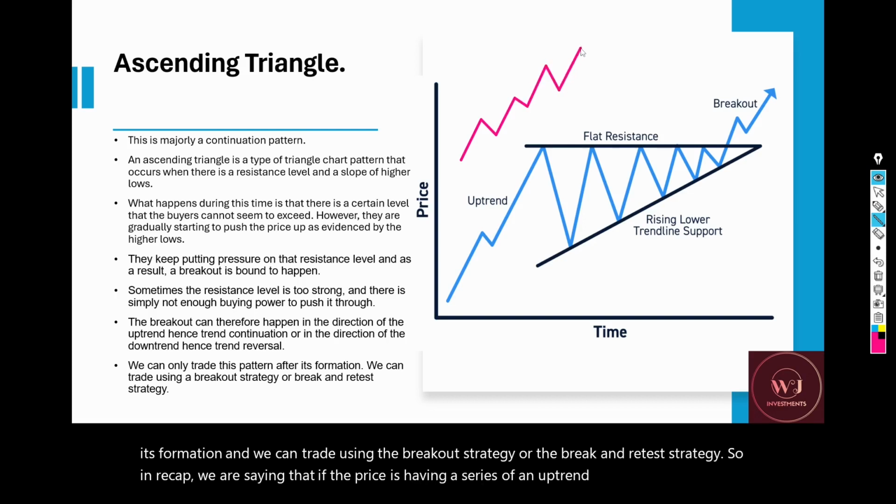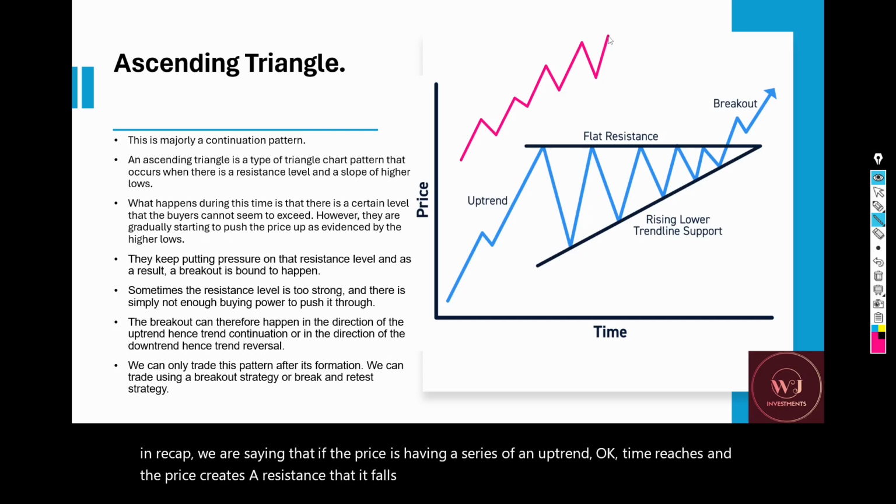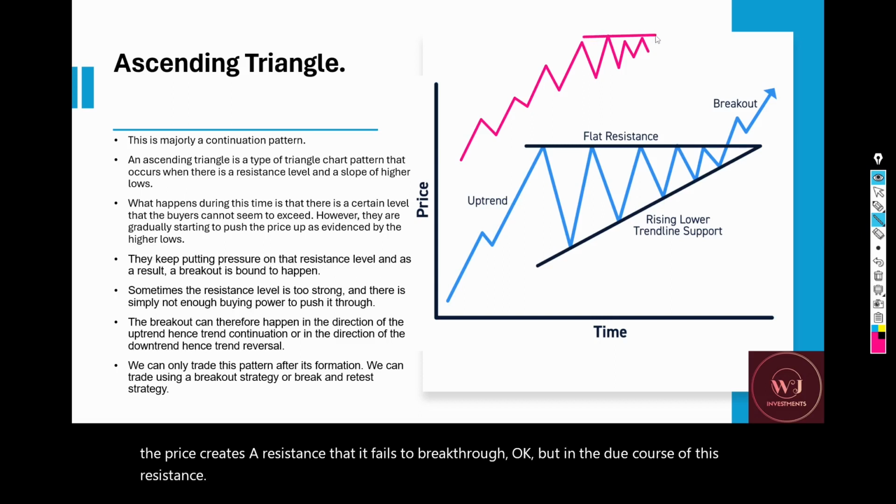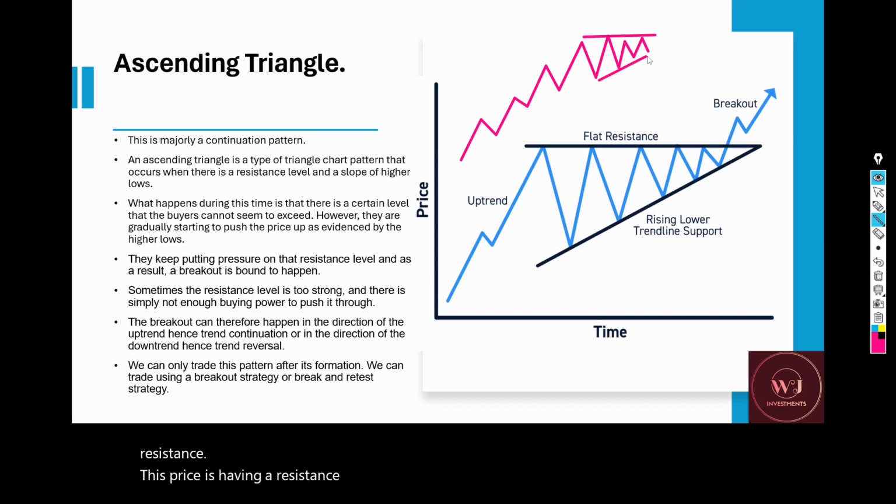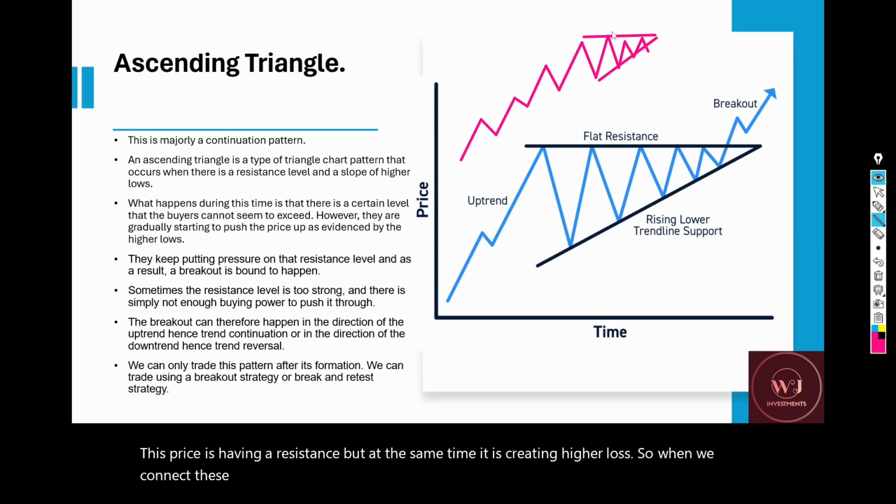the price reaches a point and creates a resistance that it fails to break through. But in the due course of this resistance, the price is having a resistance, but at the same time it is creating higher lows. So when we connect these higher lows with a trend line, and the upper resistance with a resistance line, you can see that we create what we call the ascending triangle.